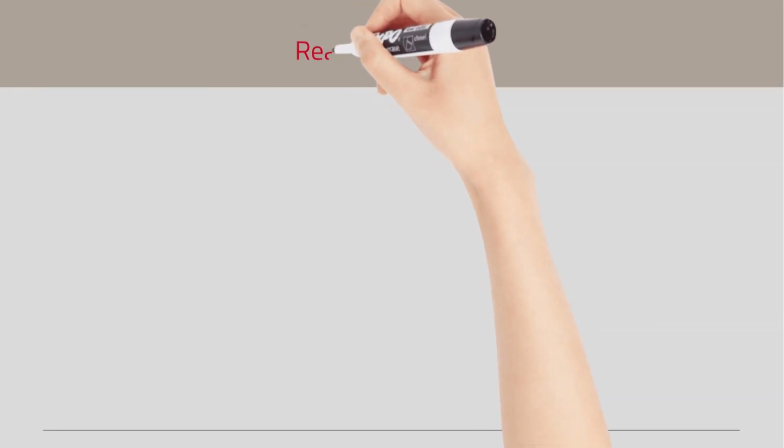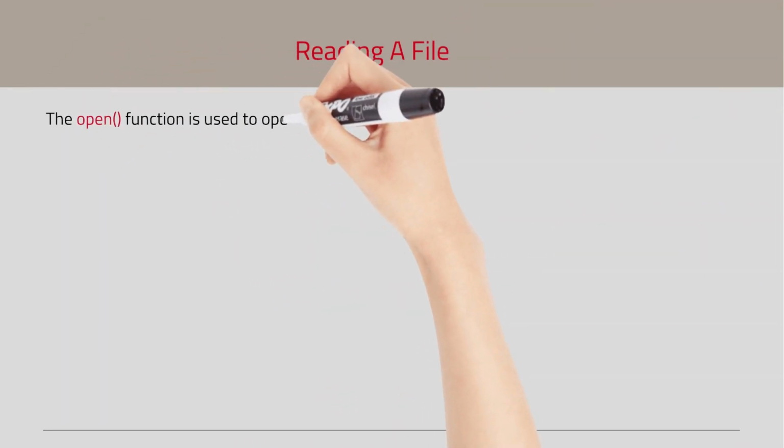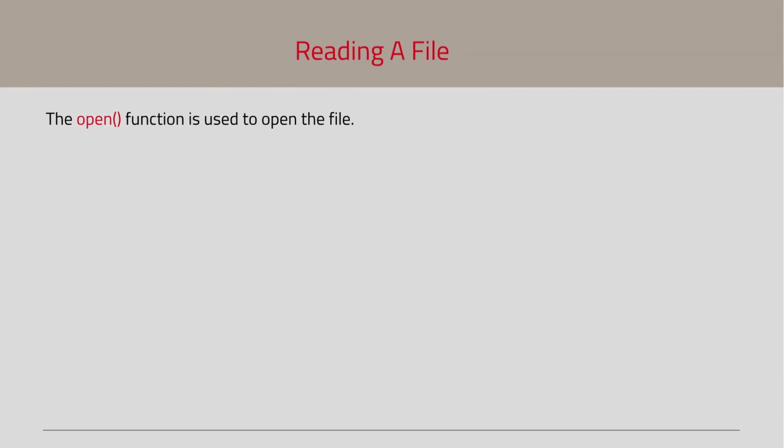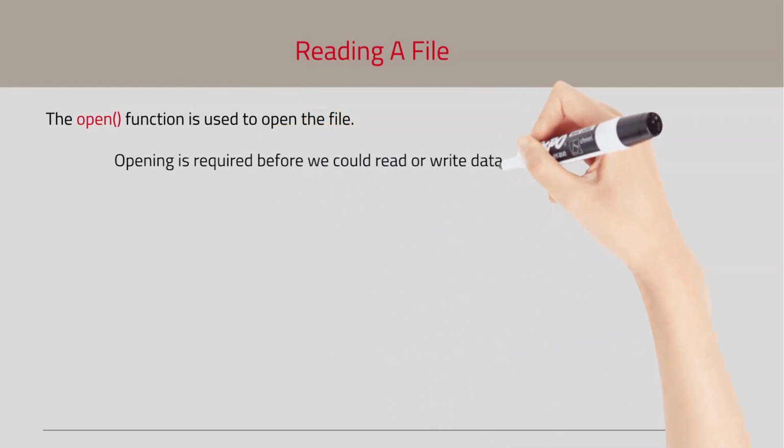In this video we will discuss reading data from files. The open method is used to open the file. If we want to do any file handling operation, such as reading from a file or writing data to the file, then the file must be opened first.